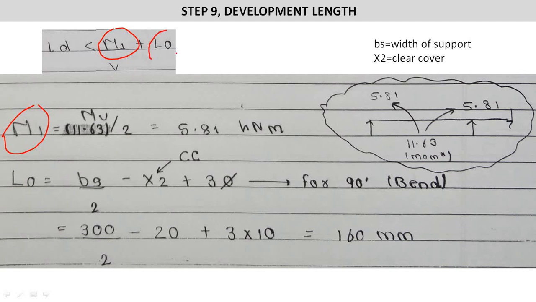So let us move on to the value for L0. L0 is equal to BS, which means the width of support, divided by 2 minus x2, where x2 means clear cover, plus 3 times the diameter. Why does 3 times the diameter come in? For a 90-degree bend, we have to add a value of 3 times the diameter. So by placing the value of BS as 300 divided by 2 minus clear cover, which we have provided as 20, plus 3 into the diameter of bar 10 mm, we have found the value of L0 as 160 mm.